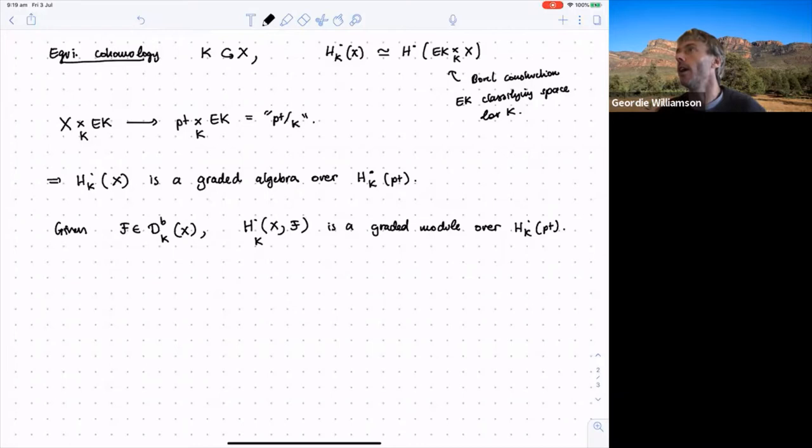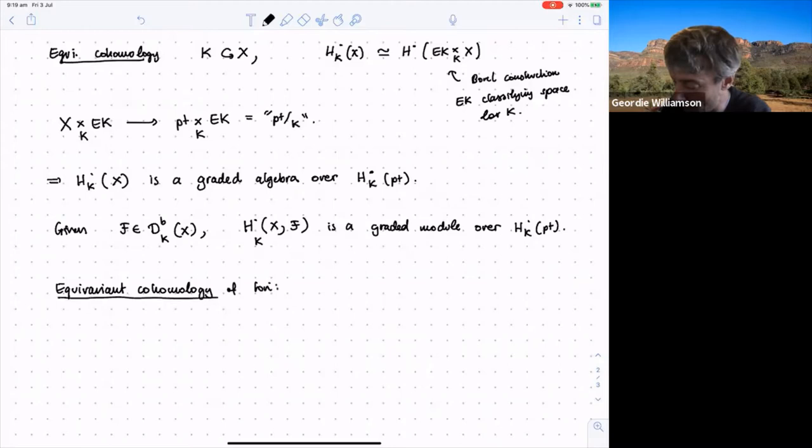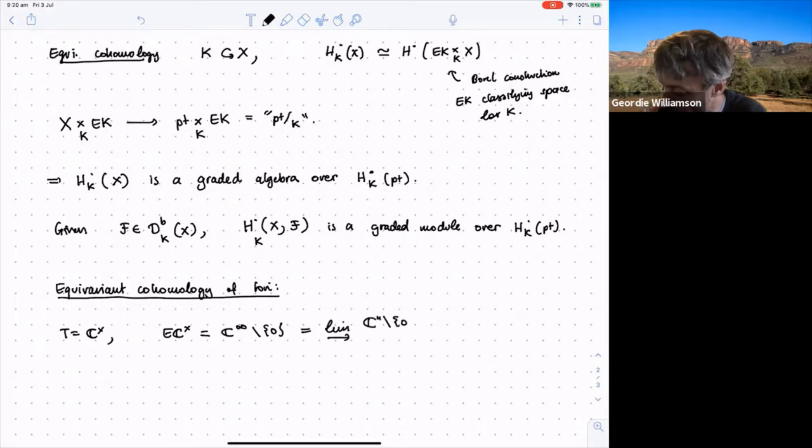So what's equivariant cohomology for tori? Firstly, if T is C star, then as a choice for E C star, we can take C infinity without zero. So remember that EK is only defined up to equivariant homotopy. So for example, here's one possible version of E C star, but we could also take the product of this with itself and get another one. Formally, I guess I mean this is the direct limit of C^n without zero. And we had a lunch discussion a few months ago about ways of seeing that this is in fact contractible.